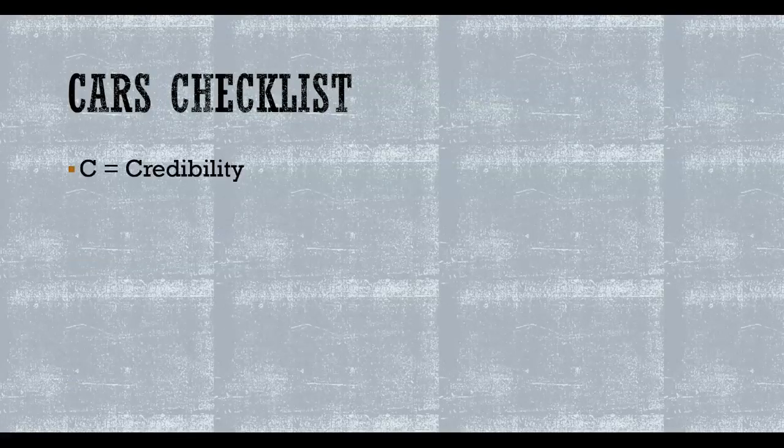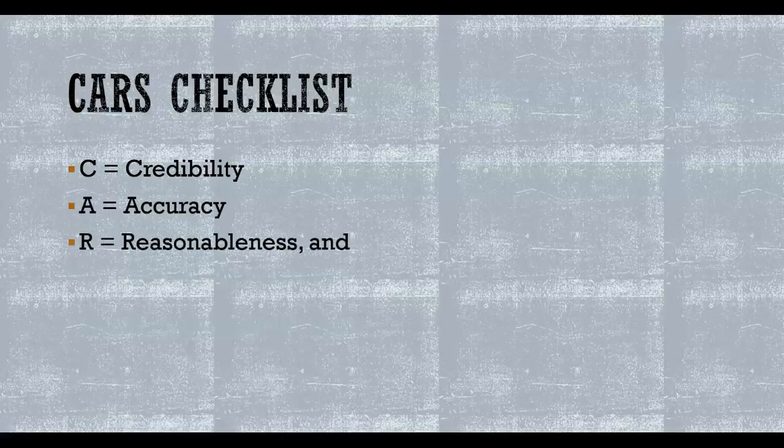To find out how credible your source really is, you can use the CARS checklist, where C stands for credibility, A for accuracy, R for reasonableness, S for support. This checklist is designed for ease of learning and use.